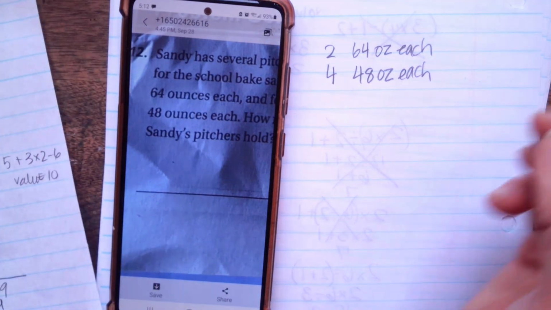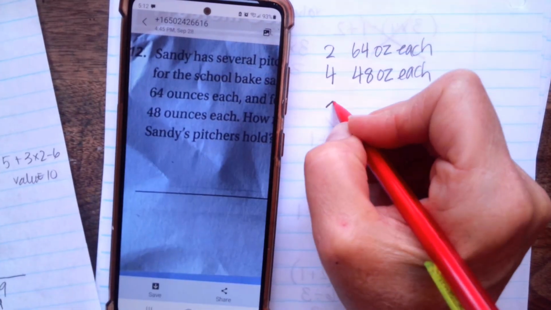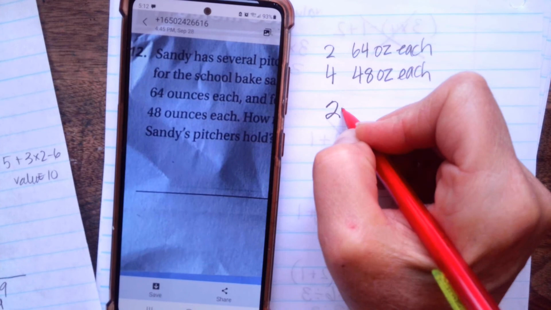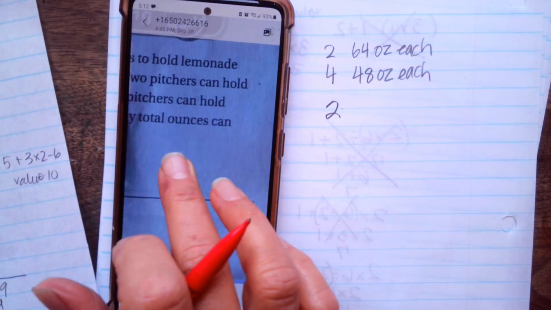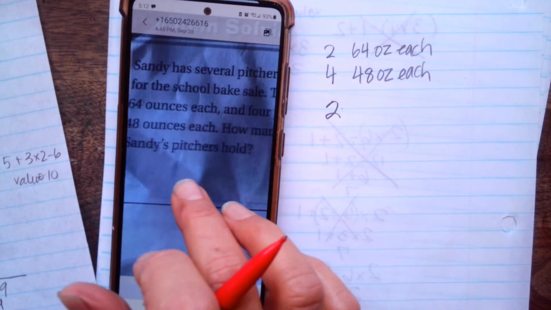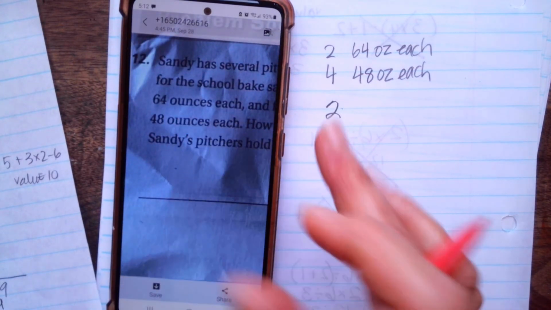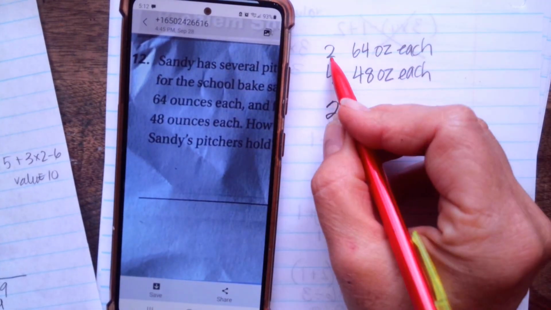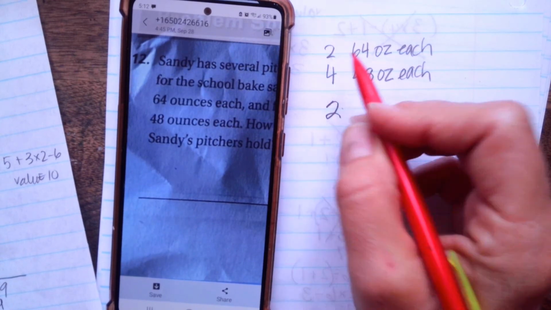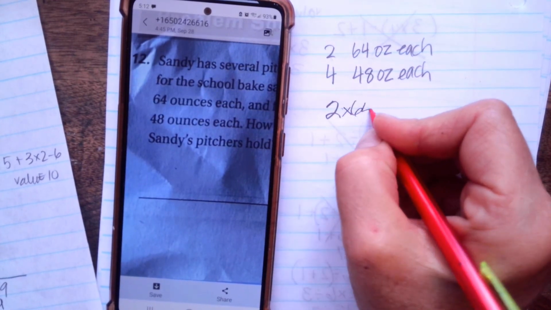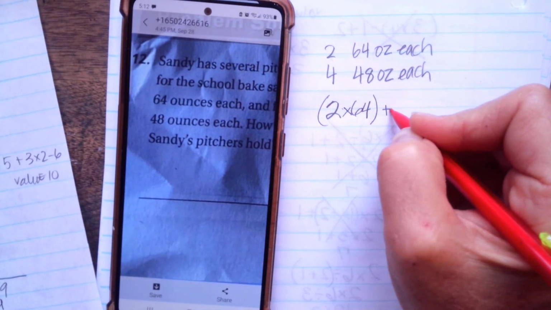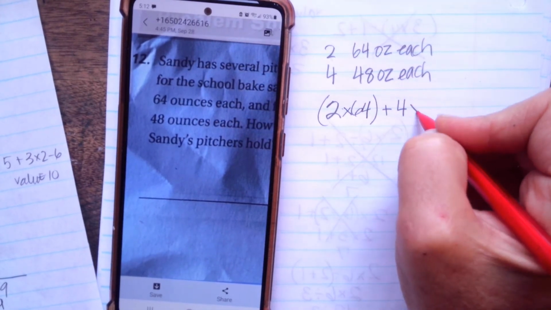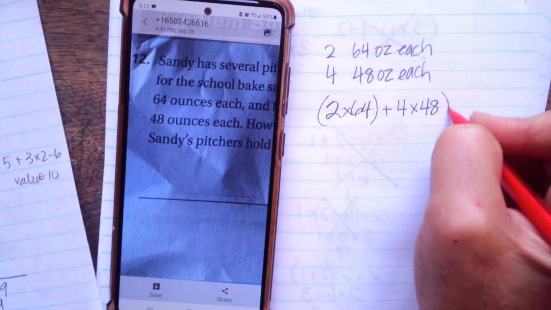So we can do 2. The only thing I'm confused about is the wording on this. 2 pitchers can hold 64 ounces each. So it looks like each of these can hold 64. That's the way I'm reading it. So 2 times 64 plus 4 times 48.